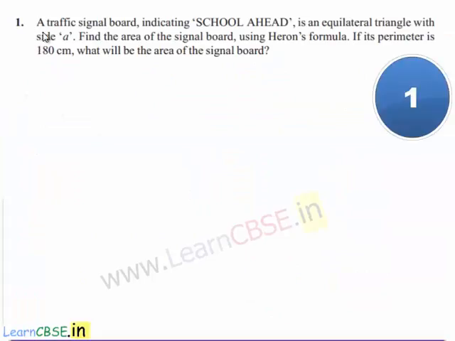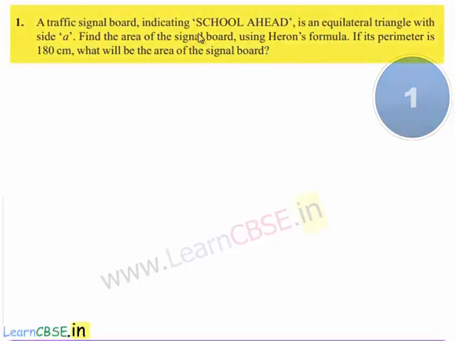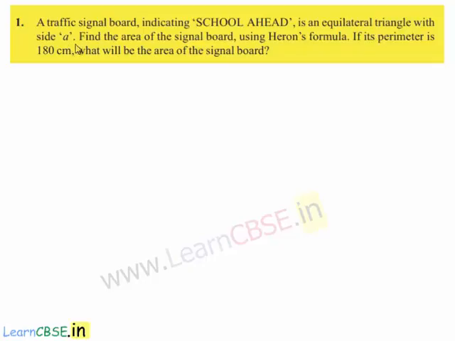Now let us move on to the first question in the exercise. A traffic signal board indicating school ahead is an equilateral triangle with side A. Find the area of the signal board using Heron's formula. If its perimeter is 180 centimeters, what will be the area of the signal board?